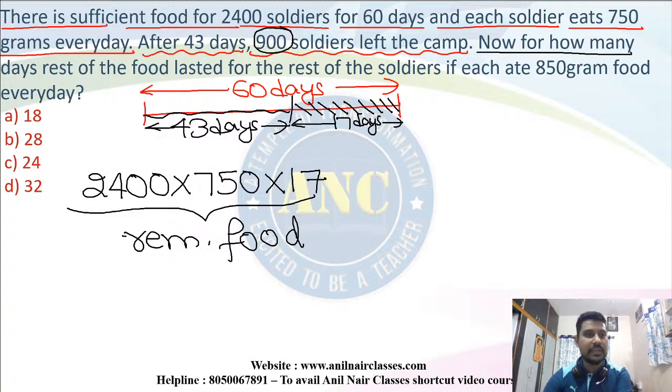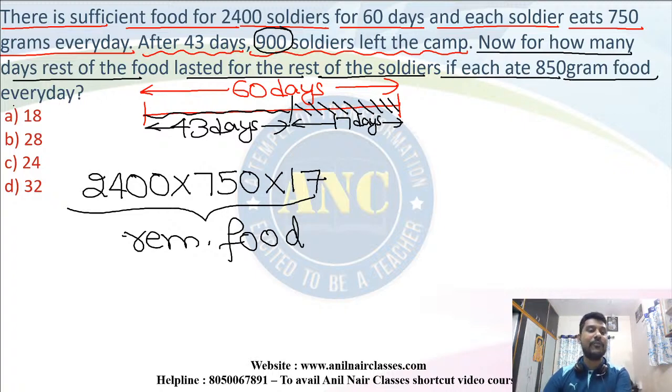Now for how many days did the rest of the food last for the rest of the soldiers, if each ate 850 grams of food every day? Now there are only 1500 soldiers present. Now there are no 2400 soldiers. Only 1500 soldiers are working right now, and because only 1500 are working, there is so much food left out. Earlier, because 2400 soldiers were there, they were distributing equally as 750 grams. Now only 1500 soldiers are there. They have sufficient food left out right now.